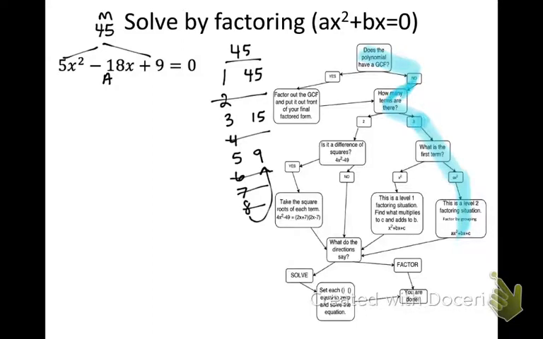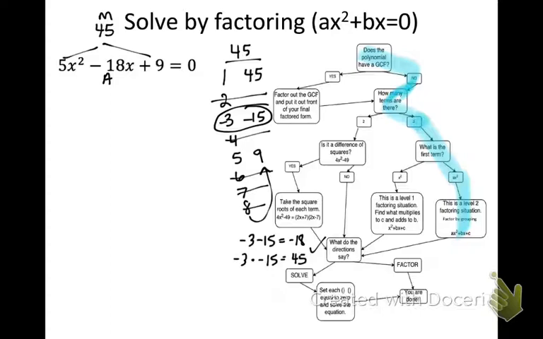Okay, so looking at my 3 different terms here, the only ones that could add to negative 18, and remember I can put negatives wherever I want to, would be 3 and 15. In order for those to add to negative 18, they both have to be negative. So let's check them down here. Negative 3 minus 15 is negative 18. And negative 3 times negative 15 is positive 45. So we're good.